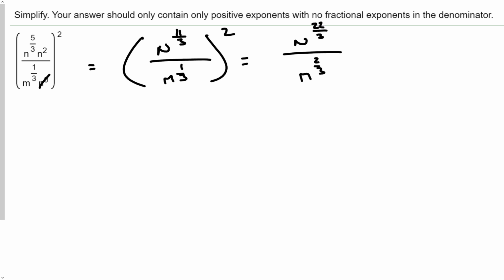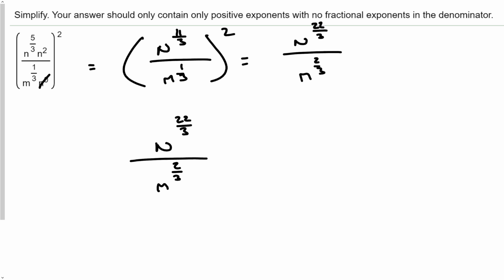But that's a problem. I cannot leave a fractional exponent in the denominator. So in order to clear it, I have to decide what is the next biggest integer above 2/3. 2/3 is a fraction, right? It's a rational number. So the next biggest integer above 2/3, 2/3 is 0.6, so the next biggest integer is 1.